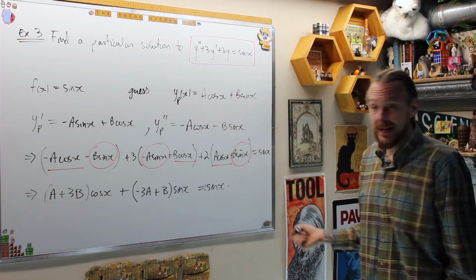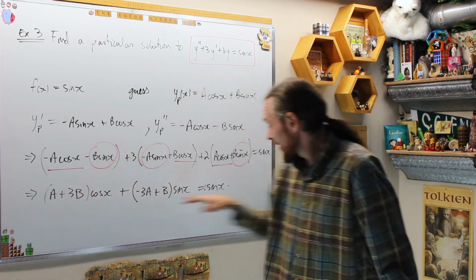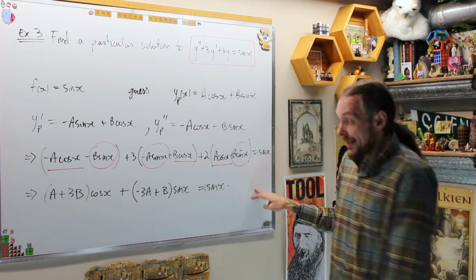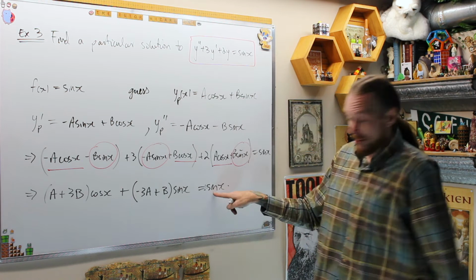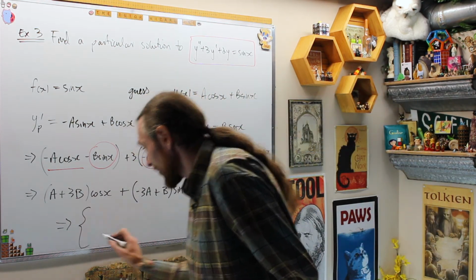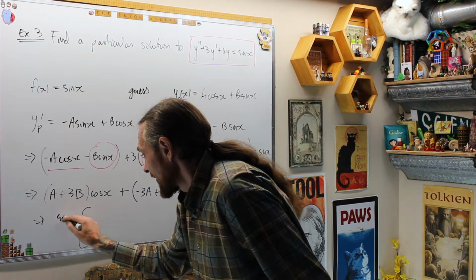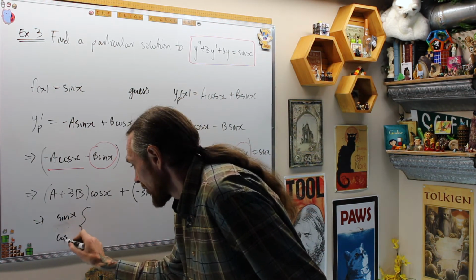And you're like, what do I do now? We're matching coefficients. If these two statements are equal, whatever's in front of cos has to equal whatever's in front of cos on this side, and whatever's in front of sine on this side has to equal whatever's in front of sine on this side. That's going to give me a linear 2x2 system again. What does that give me for the sine equation and the cos equation?